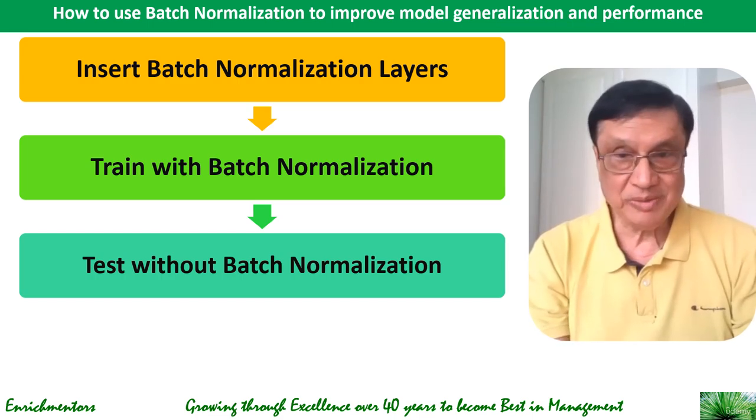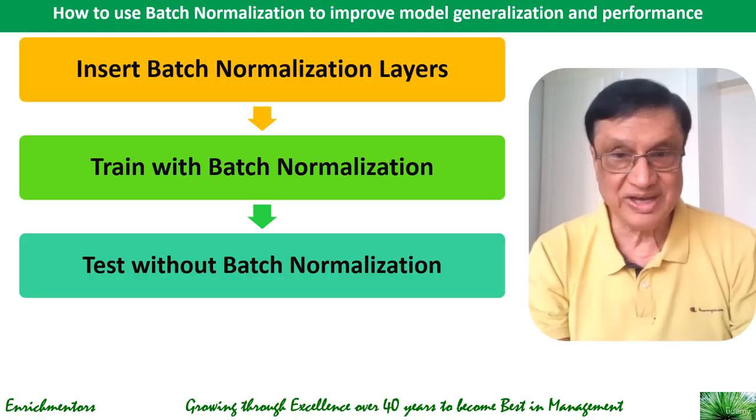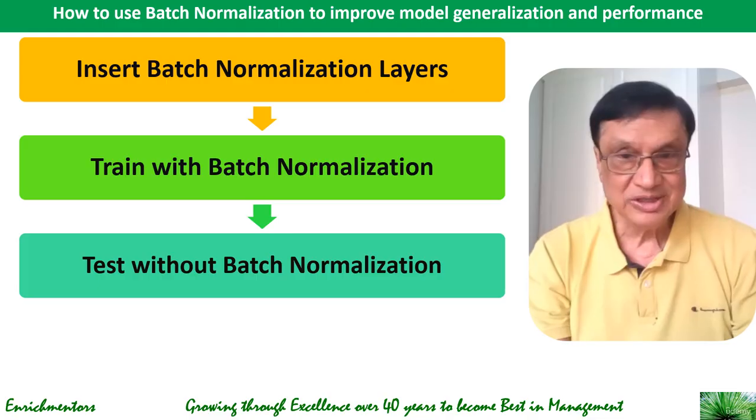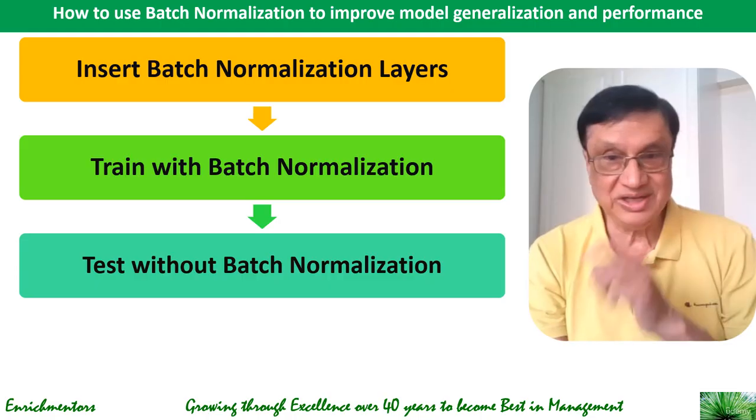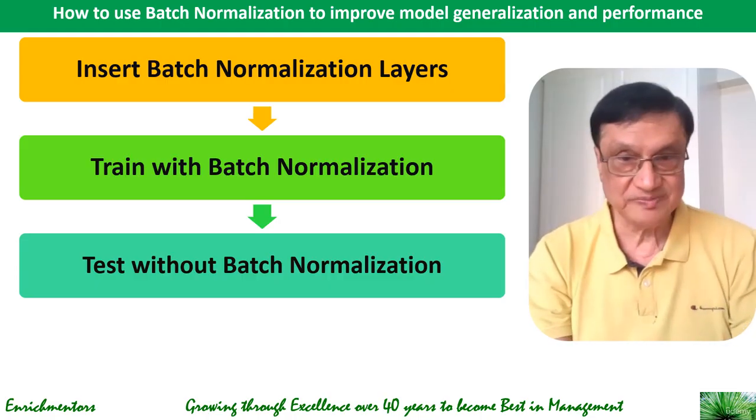You calculate the population mean and standard deviation of each layer's activation using the moving average of the batch statistics collected during training. Normalize the activation of each layer using the population mean and standard deviation, and then apply the activation function. This ensures consistent and deterministic prediction during testing, as batch normalization is not needed for single examples.